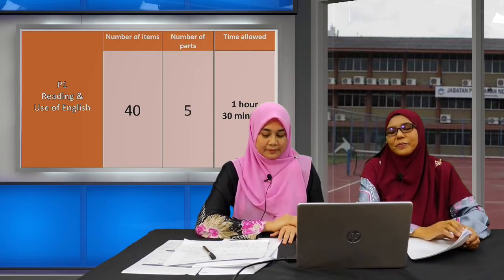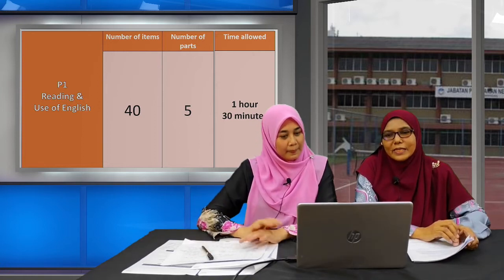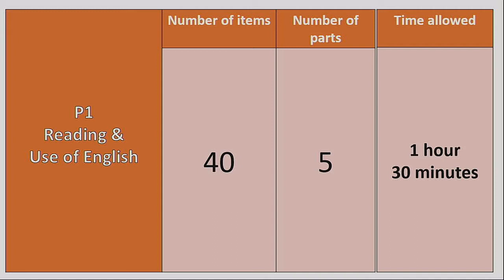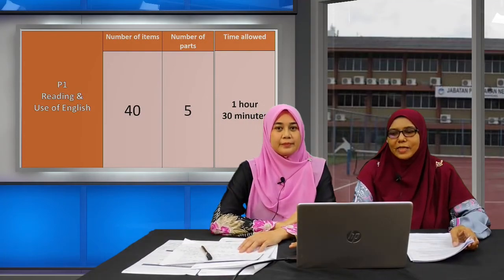This is paper 1, reading and use of English. The number of items is 40. The number of parts is 5, and the time allowed is 1 hour 30 minutes.